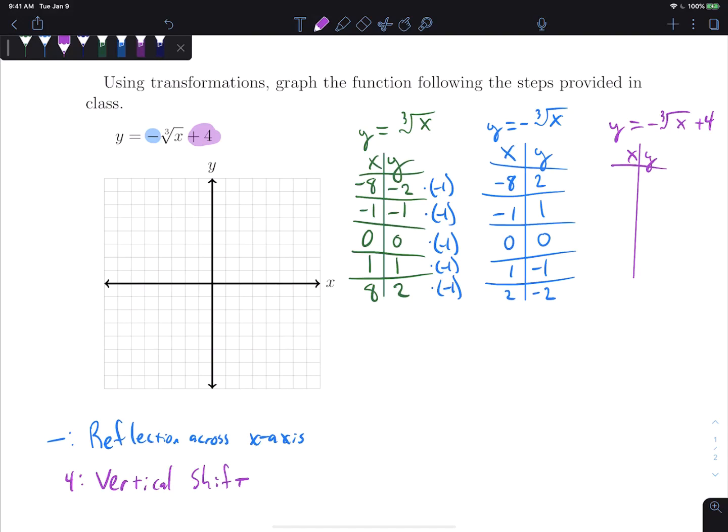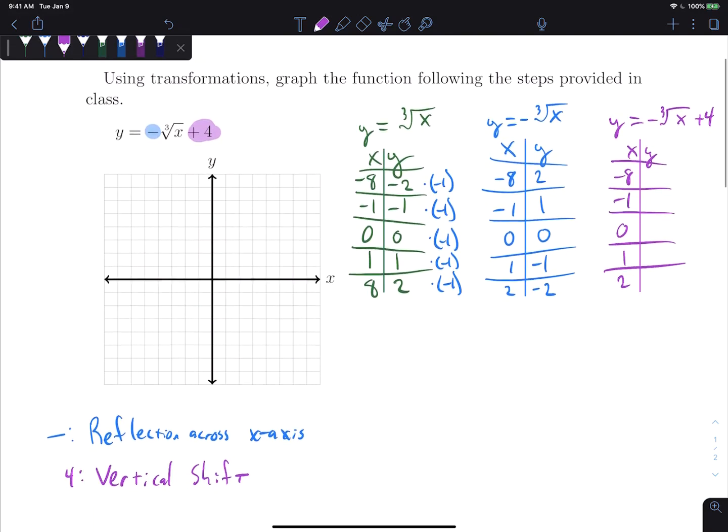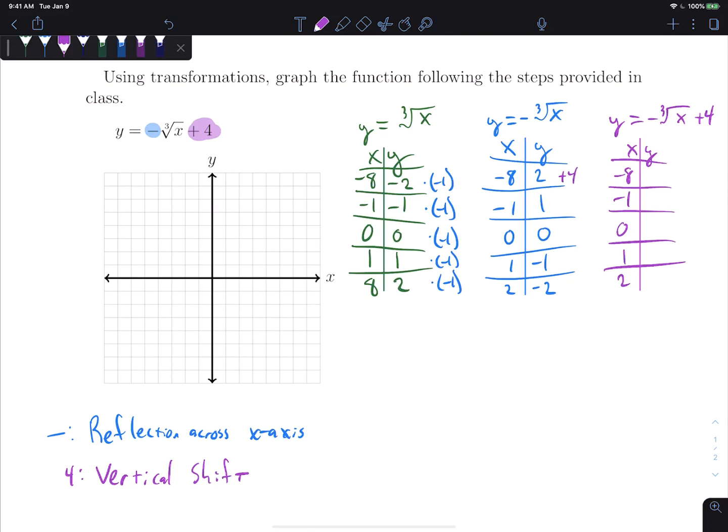Create an XY table. And since it's a vertical shift, that means that the y's change, which means that the x's stay the same. So we're just going to rewrite -8, -1, 0, 1, and 8. And we're just going to add 4 to all the y values. Two plus 4 is 6, 1 plus 4 is 5, 0 plus 4 is 4, -1 plus 4 is 3, -2 plus 4 is 2. Excellent. And then we just graph these.